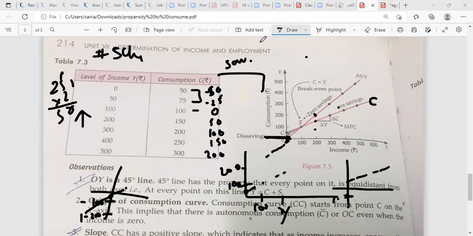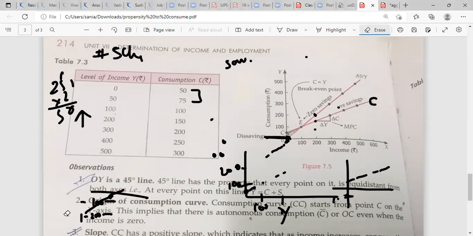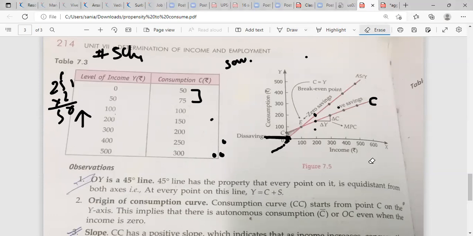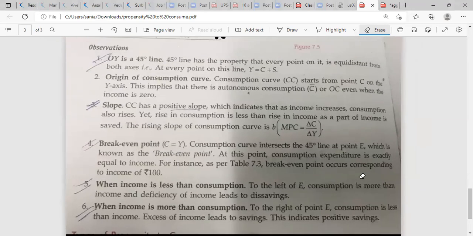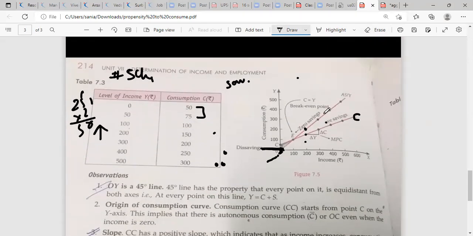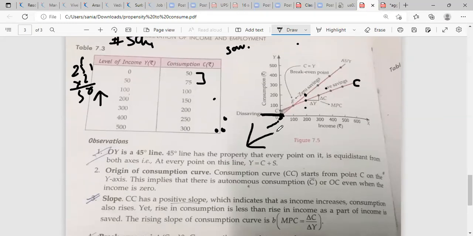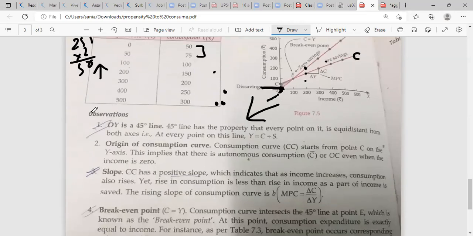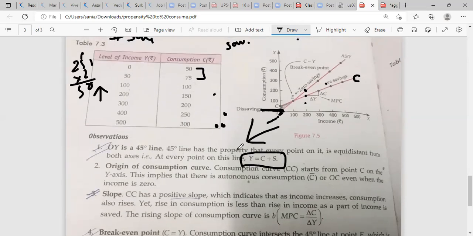Oh, good. So now I hope diagrams are clear to you people. So now we will be doing a few more things, right? Now the theory portion. See, first is OY is a 45-degree line. Basically this OY is your 45-degree line. The 45-degree line has a property that every point on it is equidistant from both axes. At every point on this line Y equals C plus S. So this is the first observation.